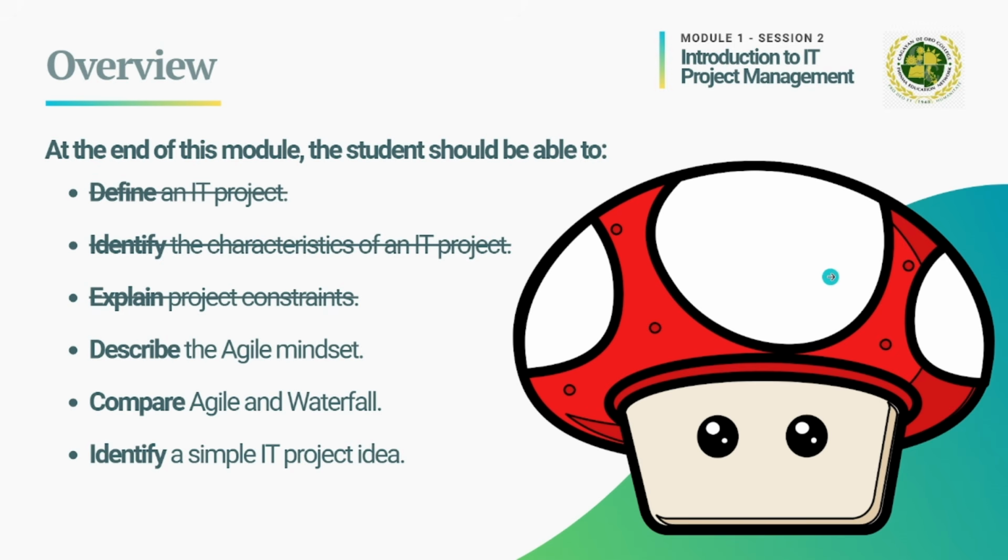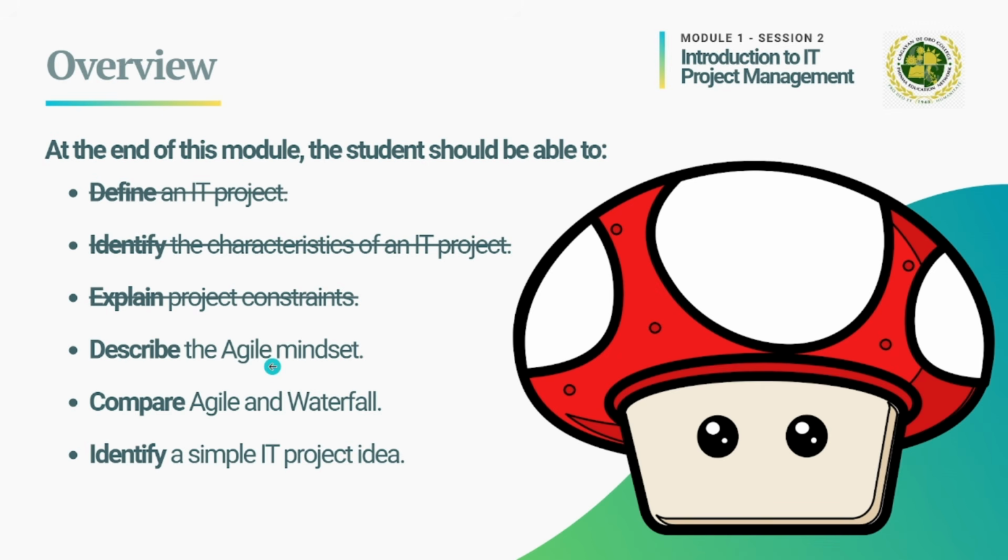All right, so the overview for this session is that we've already covered those parts that we discussed last session. We already defined what an IT project is. We've identified the characteristics of an IT project. We've explained project constraints. But for now in this session, we're going to be describing the agile mindset.